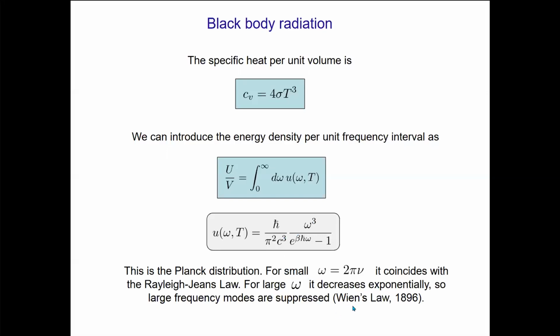And Wien, around 1896, suggested this law, the exponential decrease of the spectral density at large omega. When frequency is large, this number is large, you can neglect the minus 1 and you get exponential decrease in frequency. So this was Wien's law, and Planck's formula basically glued together this Rayleigh-Jeans law and Wien's law.